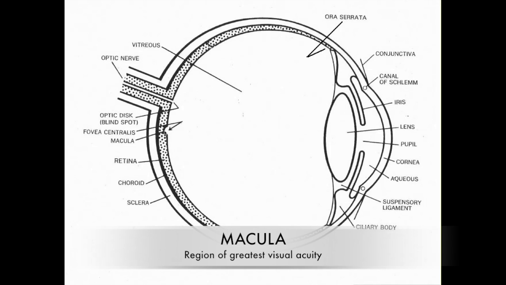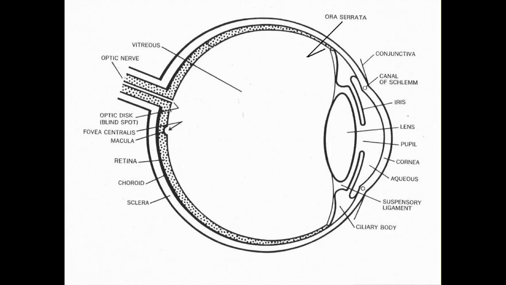The macula is the slightly hyperpigmented area on the retina, located below the optic disc. Its function is central vision and color vision.